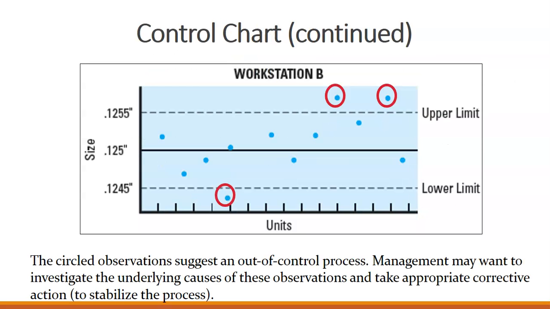When we look at the outliers, or these observations for out-of-control processes, we want to investigate those particular units. So why did we have 3 units that were outside of that statistical control?